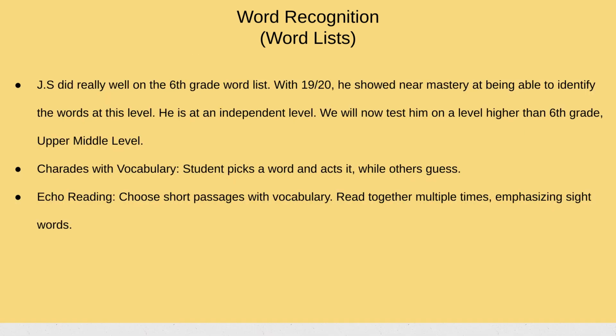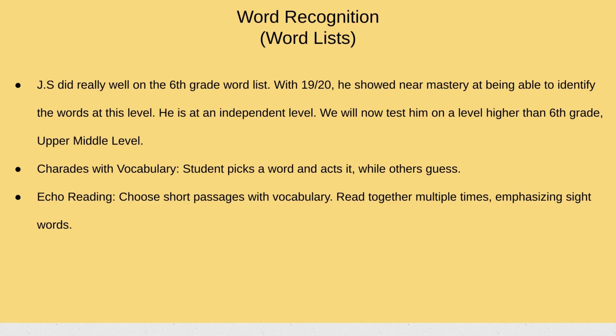As we can see, JS did pretty well for a 6th grade word list. With 19 out of 20 accuracy, he showed that he is at an independent level. This is near mastery, as he's able to identify the words at this level. And so we know that we will now test him on a higher level than 6th grade, which would be upper middle level, just to see where he's truly at.